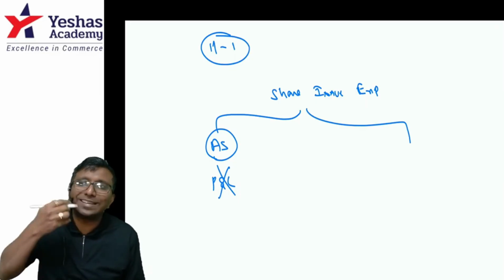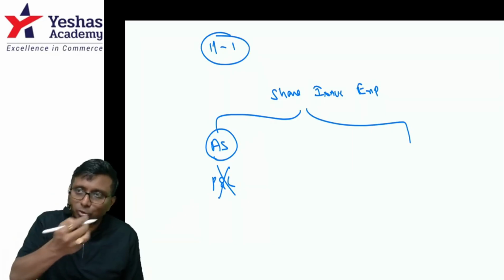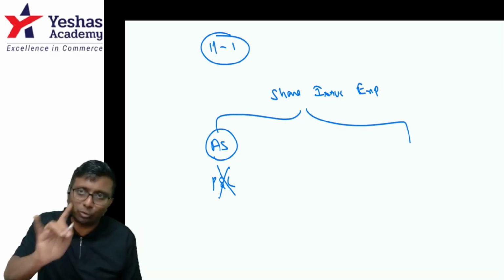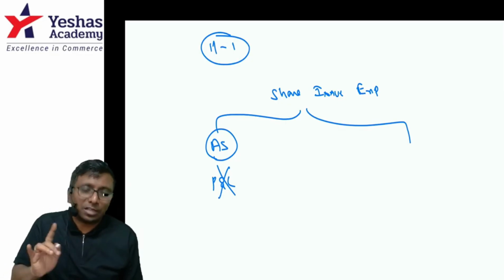Authorized capital, you are increasing. Are you supposed to pay some money to MCA? Huge money you are supposed to pay. That will go to P&L. There is no option.